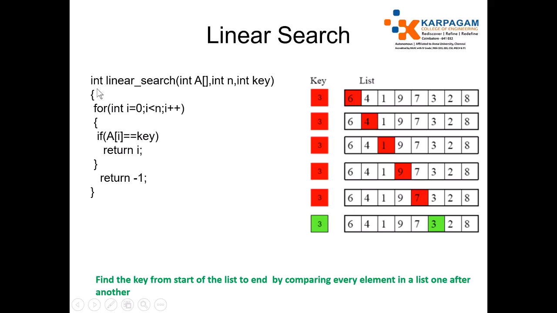Here the linear search function returns an integer. Loop from 0 to n minus 1: I extract a of i, the element available in the list, and compare it with the key. If it is equal, return the index. Otherwise, if the element is not in the list, this if condition never works, so it comes out of the loop and returns saying the element is not available. This is linear search. The running time of this algorithm is order of n because we have one loop.